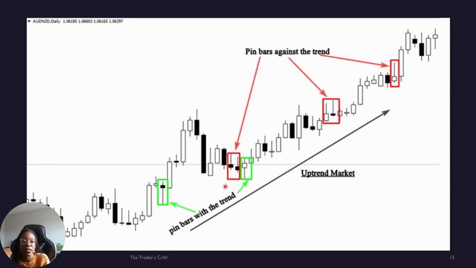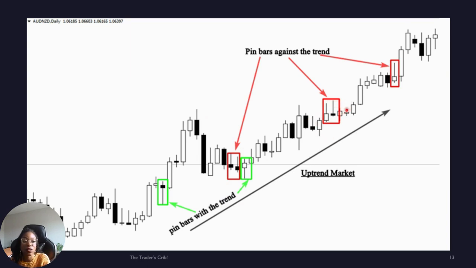The second criterion is a pin bar formed in line with the direction of the market is more powerful than one which is formed against the trend. And I will show you an example of this in the next slide. If you can identify a clear trend, that means you know who is in control of the market.